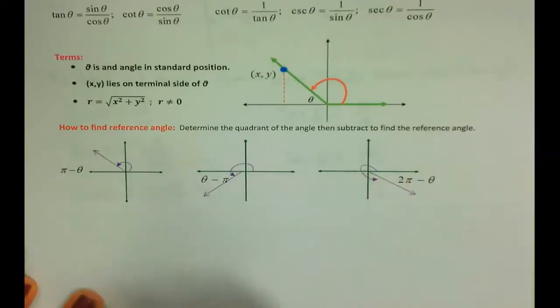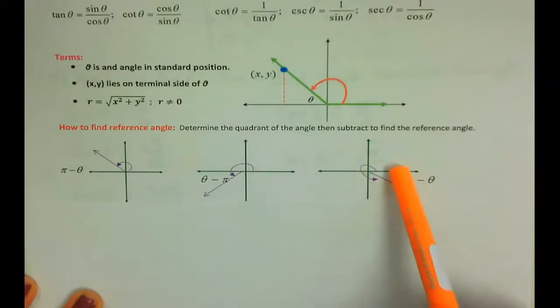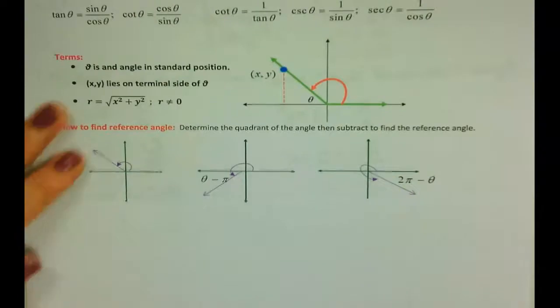So in quadrant 1, there's no subtracting because everything is an acute angle. In quadrant 2, we're going to take the halfway point, in this case pi, minus the angle. When we're in quadrant 3, we're going to take the angle minus pi. And when we're in quadrant 4, we're going to take the full rotation of 2 pi, then subtract off the angle, and that's going to give my reference angle in between.